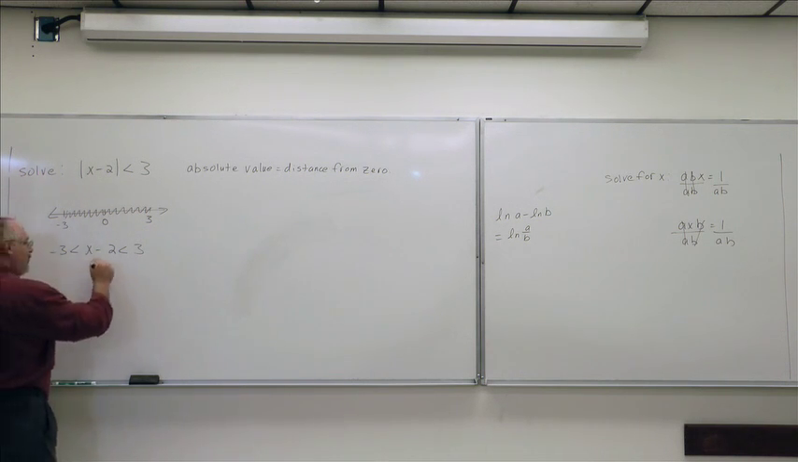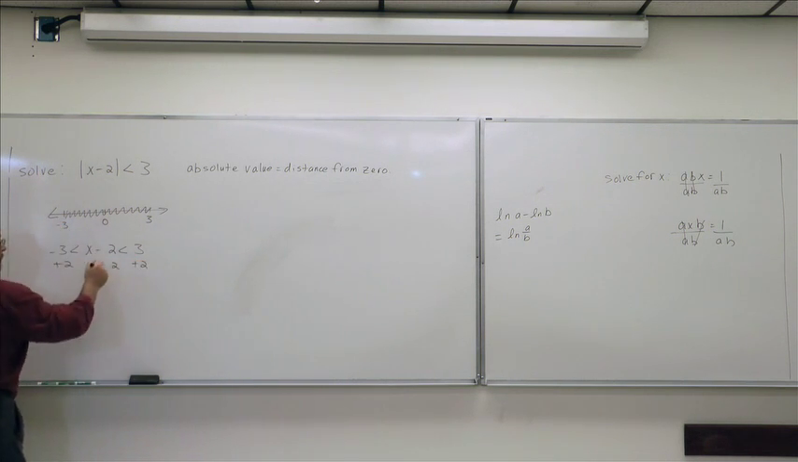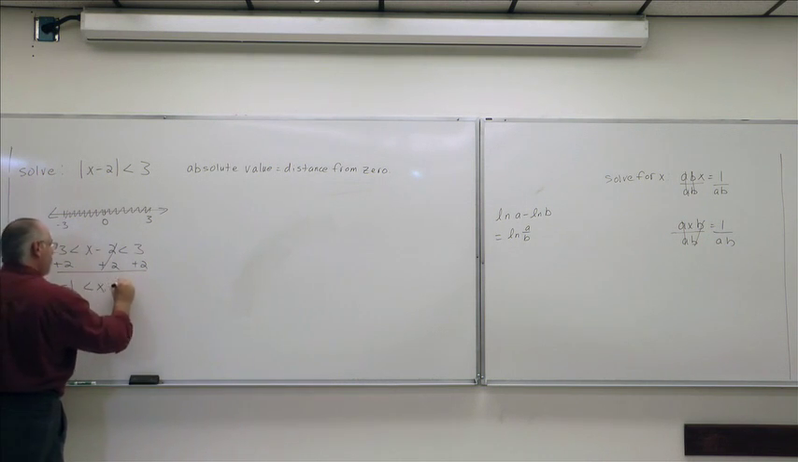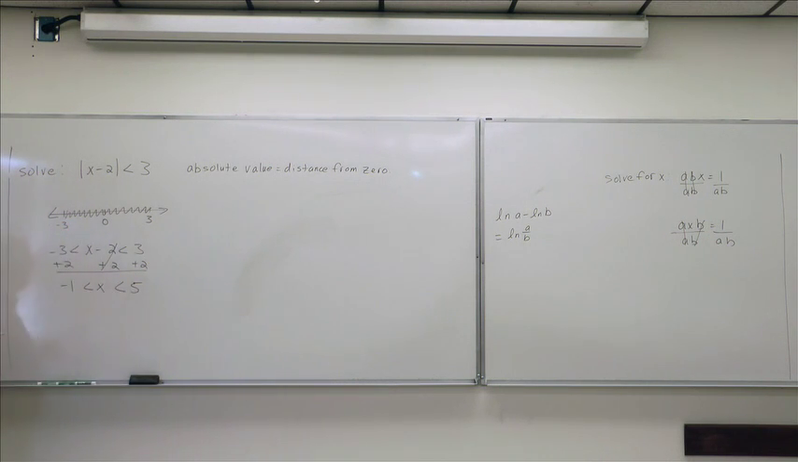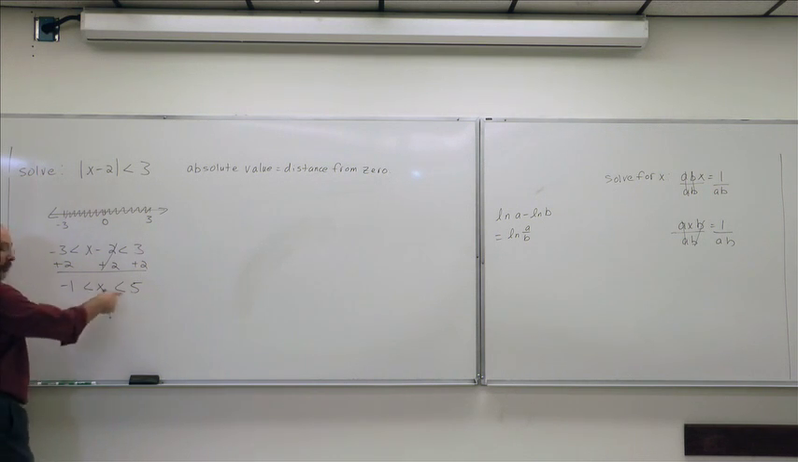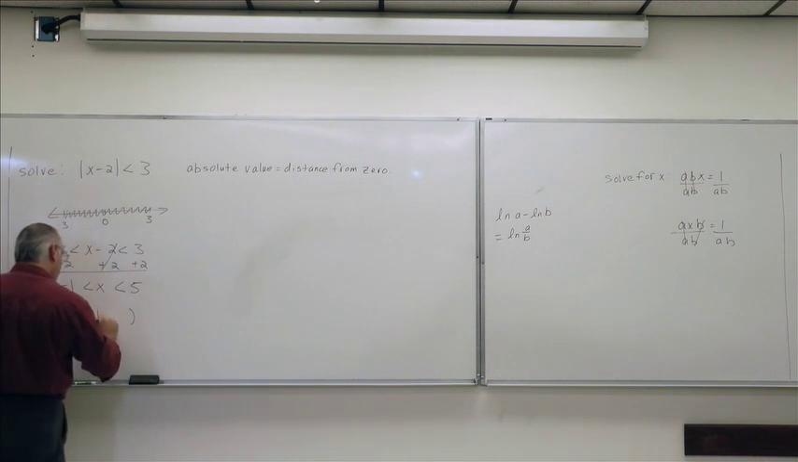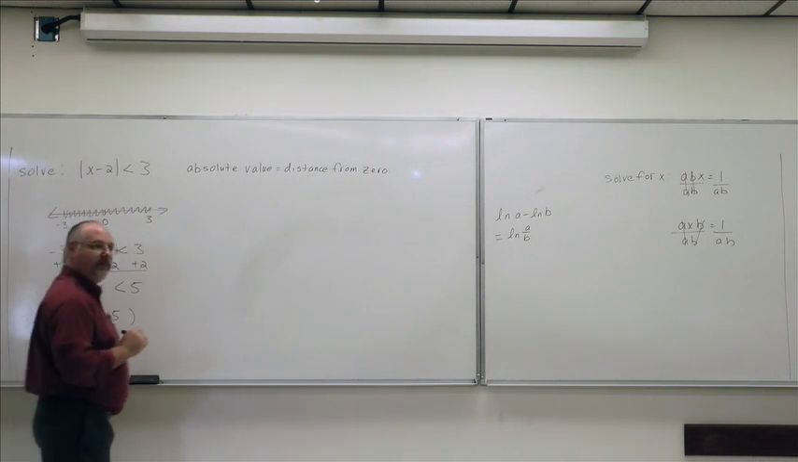All right, so now that we've set it up, this is pretty easy. We need to add 2 to the middle in order to solve, so we do that to the extremes. And we get -1 is less than x, which is less than 5. So the interval notation, because these are not equal to, is going to be parentheses, from -1 to 5.